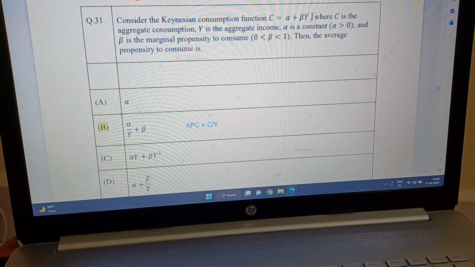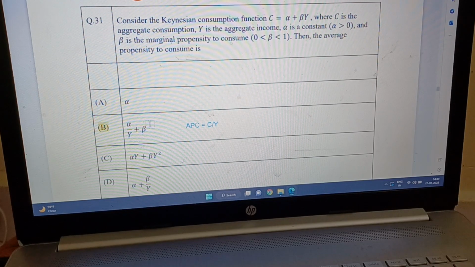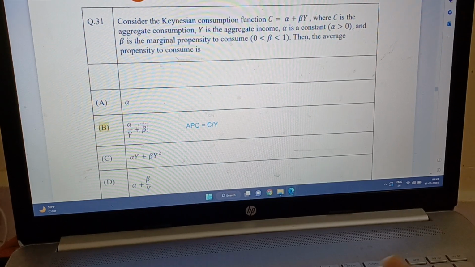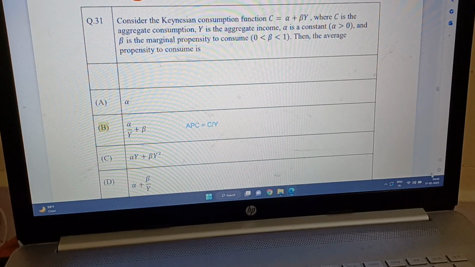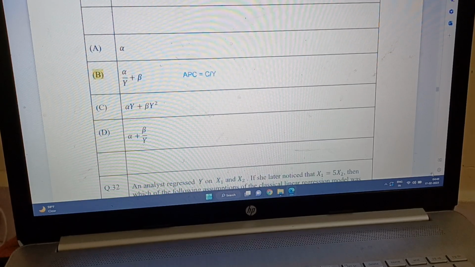C is equal to alpha plus beta Y. So if we divide it by Y, we get alpha by Y, and plus beta. So B is the correct answer. It is just a conceptual question, not at all time taking. So we move forward.